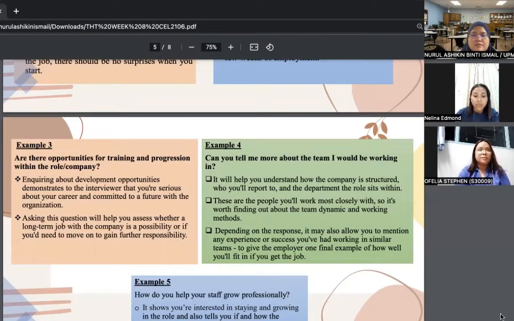And the last question is, how do you help your staff grow professionally? When asking this question, it shows that you are interested in staying and growing in the role, and also tells you if and how the organization invests in its staff.